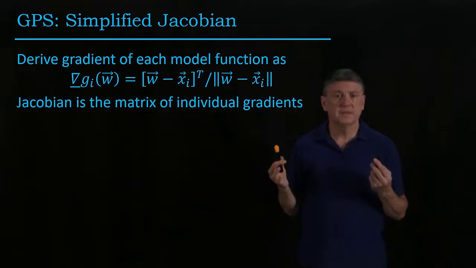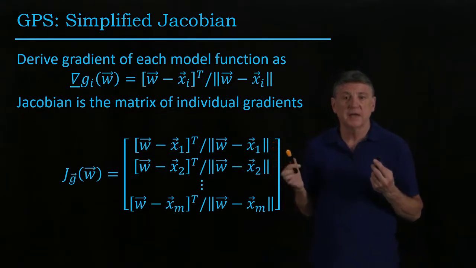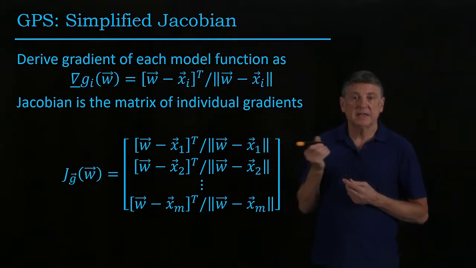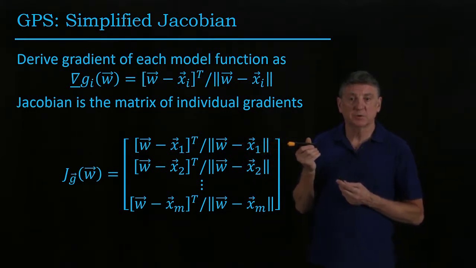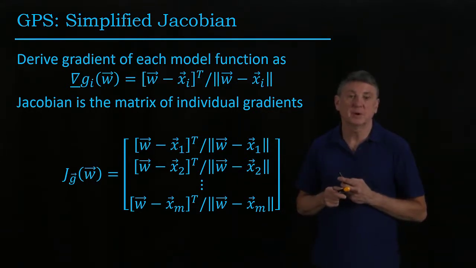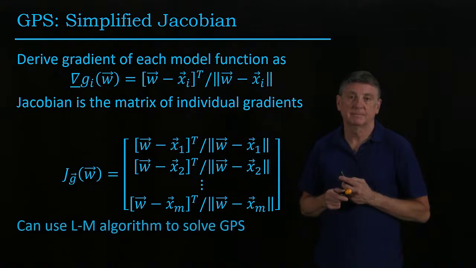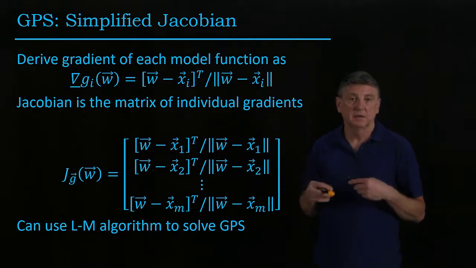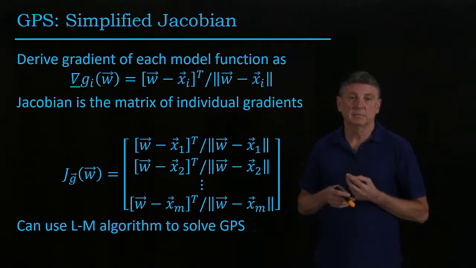The Jacobian is then the matrix of the individual gradients, and each one of these gradients is a row. So this is the gradient for model 1, for model 2, and so on until we get the gradient for model m. We could use the Levenberg-Marquardt algorithm to solve this GPS problem, and the illustrations that were in the session for the start of this lecture were computed using that.